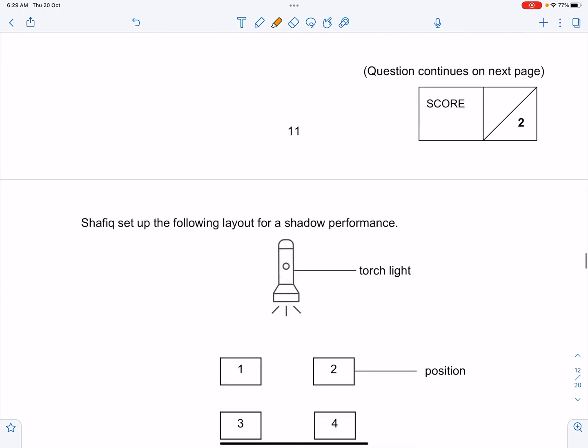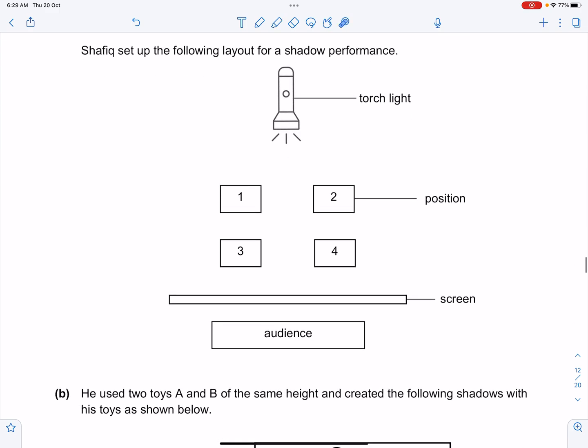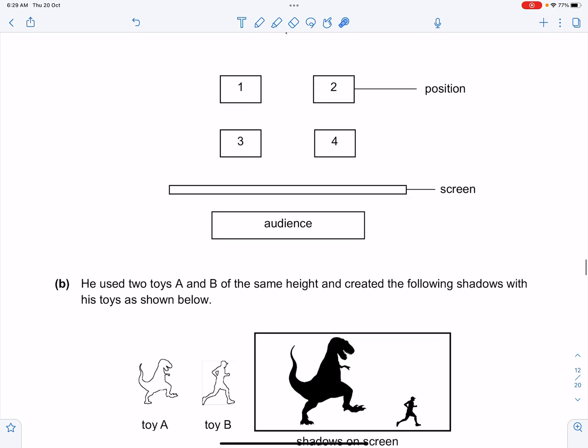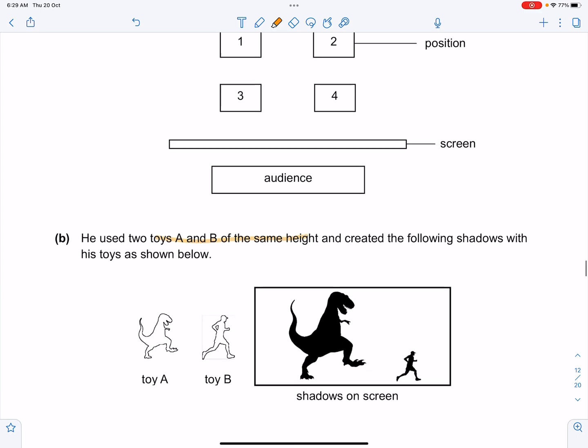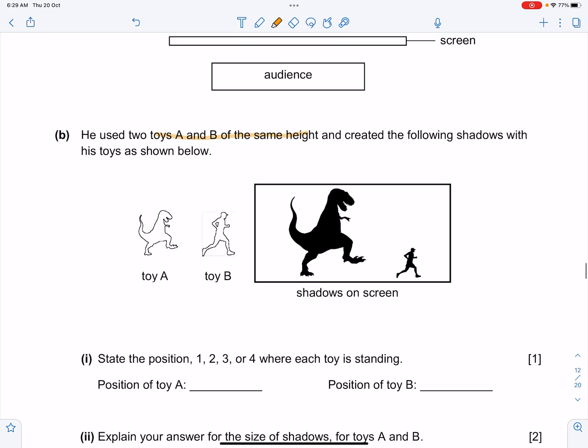Okay. Next, Shafiq set up the following layout for a shadow performance. He used two toys A and B of the same height, and created the following shadows with his toys as found below. State the position 1, 2, 3, or 4 where each toy is standing. For this kind of light shadow question, I already explained in the previous practice paper how to use a certain way to shift an object. During the exam, if you forget, please refer to paper 1.